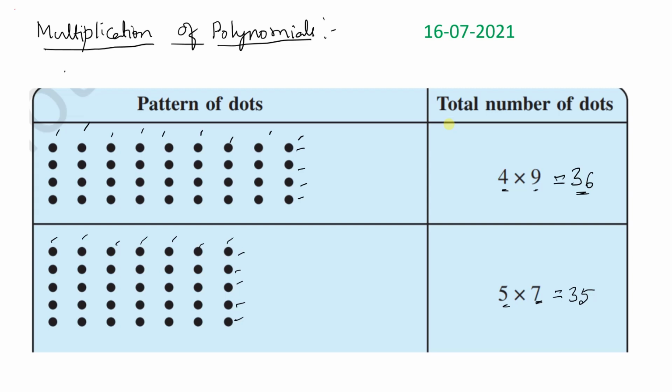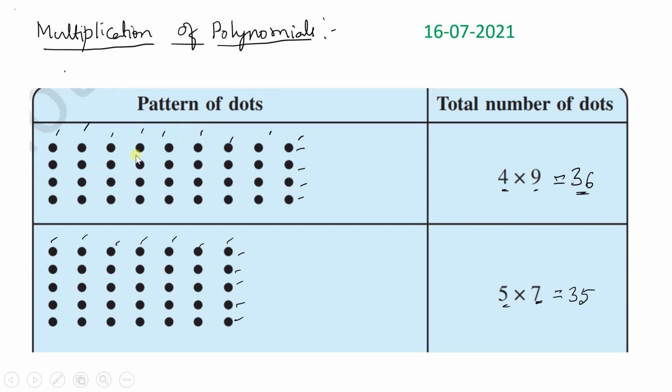In the previous class, we have learnt about the addition and subtraction of polynomials. Now let us learn about multiplication of polynomials. Now you can see the pattern of dots here.